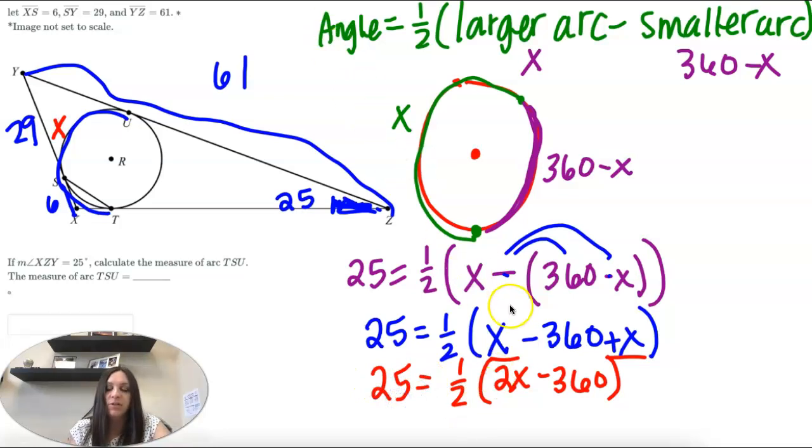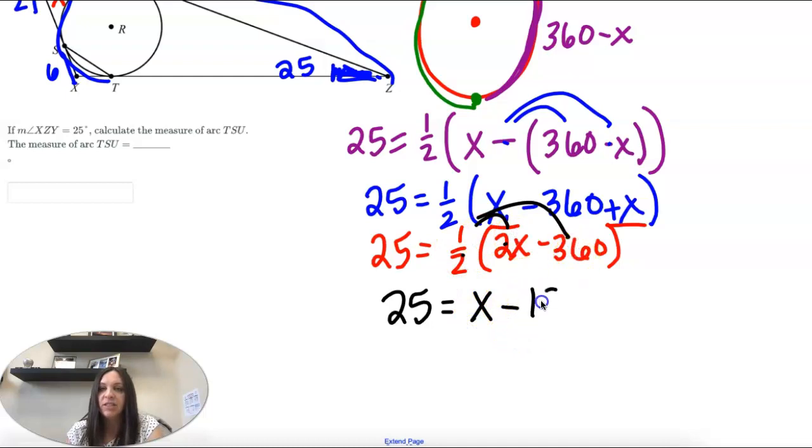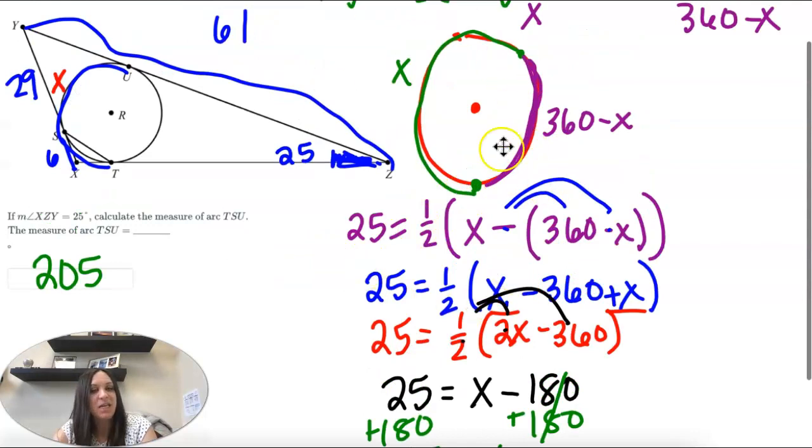equals 25. So now we're going to do what we wanted to do earlier, and I told you not to. I'm going to distribute that 1/2 because I'm solving for x. So 1/2 times 2 is 1, or just x. Half of 360 is 180. And then we can add the 180 on both sides to get x by itself. So x equals 205. Okay, that one kind of takes some thinking with the circle. Okay, so remember, when you have two arcs, use the 360.